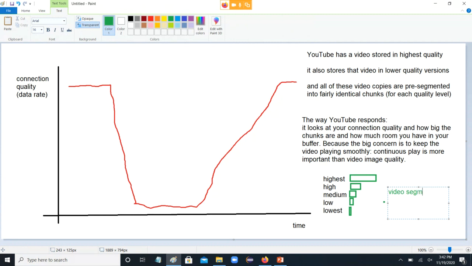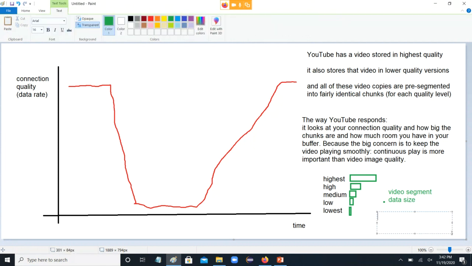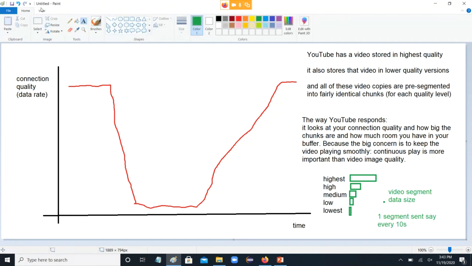video segment data size. Okay. So what happens initially, your video quality, and it sends you one of these, right? One segment sent, say, every 10 seconds. Okay. So initially, your connection is fine. It's good even. It's great.